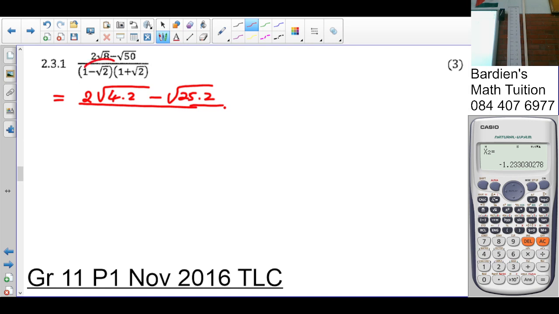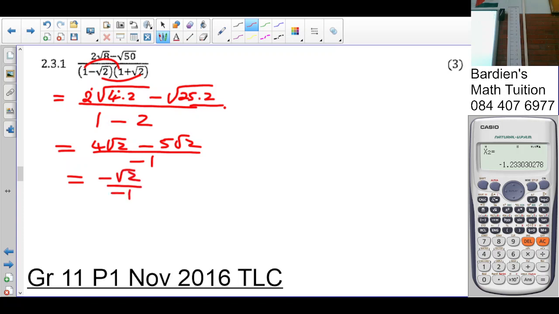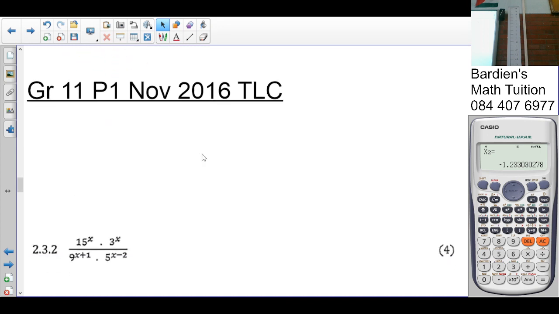The denominator, that's a conjugate pair. You multiply the first and the last. So it's 1 minus root 2 times root 2 is 2. So the square root of 4 is 2, and that 2 times this 2 is 4. So it's 4 root 2 minus the square root of 25 is 5, root 2 over negative 1. Okay. 4 minus 5 is negative 1, so 4 root 2 minus 5 root 2 is negative root 2 over negative 1, which is square root of 2. Okay. Next one.